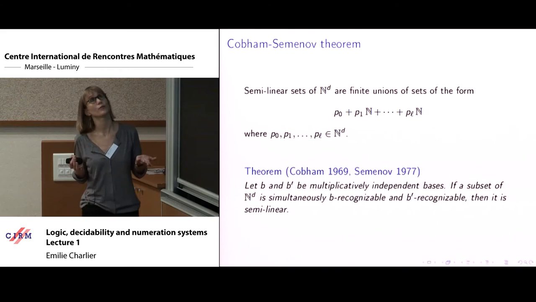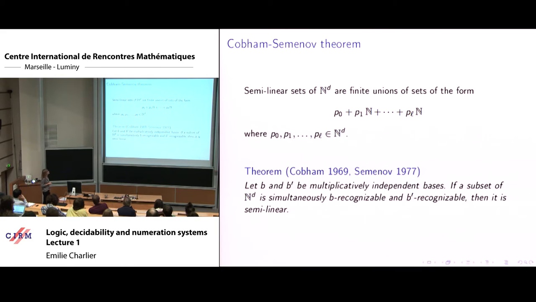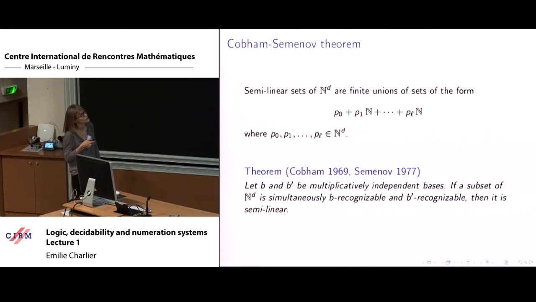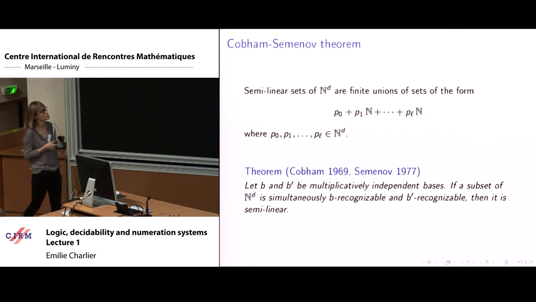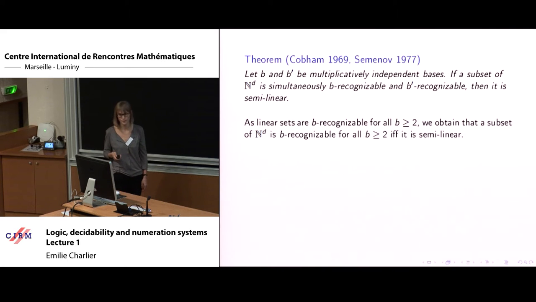So if you don't know semilinear sets, I just put the definition there. It's a finite union of linear sets, and a linear set is a set of this form. So you have a certain number of periods, and then you can translate by some vector in addition, and so you have unions of sets of this form. So it's really restrictive in general. If you want to be recognizable in two independent bases, then you have to be semilinear.